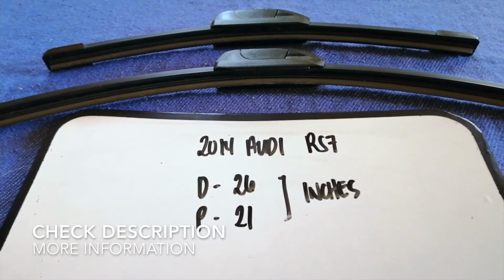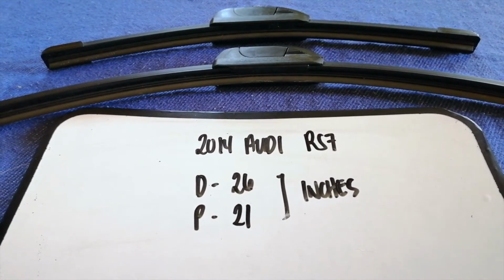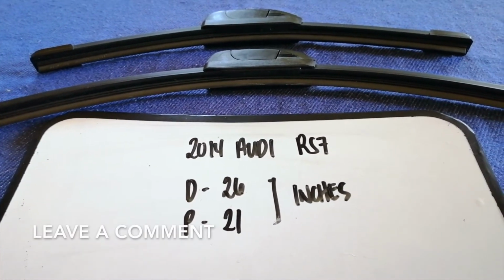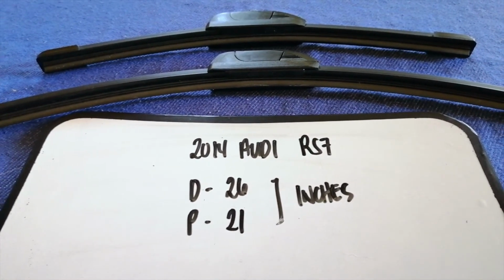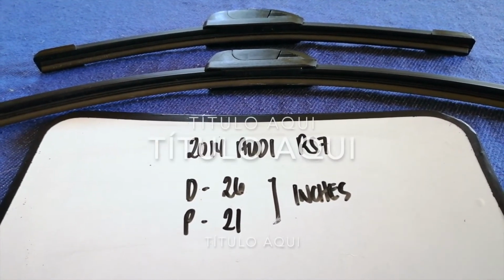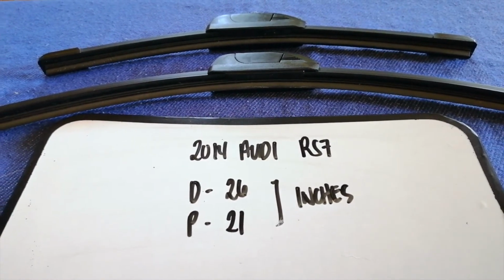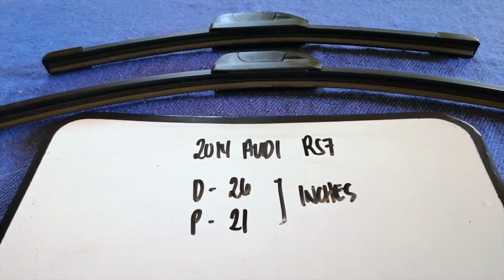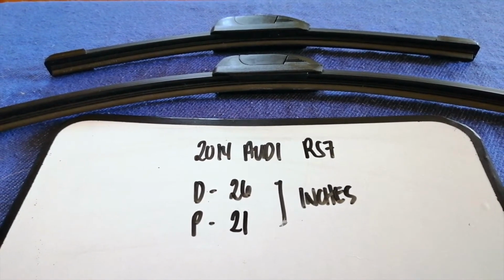But why do we have to change a wiper blade that is damaged, stolen, old, or not working properly? It is very important to keep yourself safe while driving. And if you're looking for the wiper blade replacement size for your 2014 Audi RS7, I have already looked it up. Just check the video description and I will try to leave the info there as well.